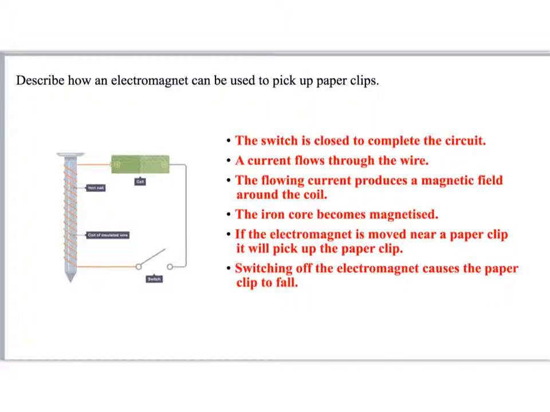And if we want the electromagnet to drop the paper clip, all we need to do is reopen the switch, and the electromagnet will lose its magnetism, and the paper clips will then fall because they're induced magnets.